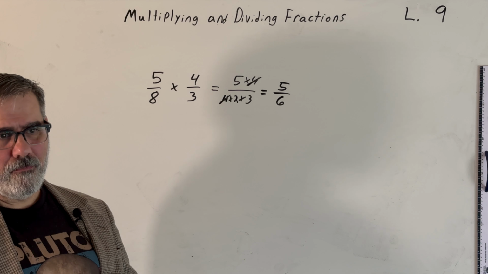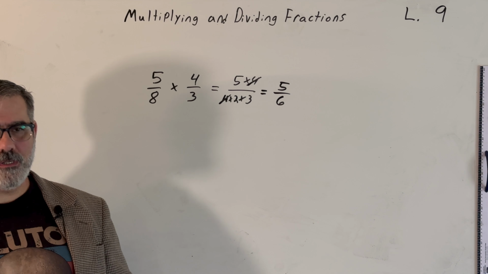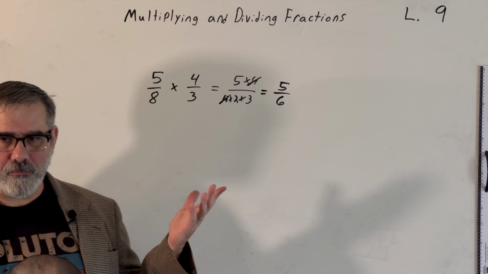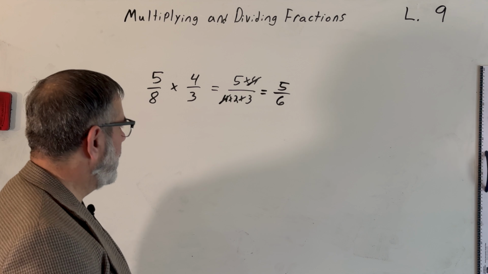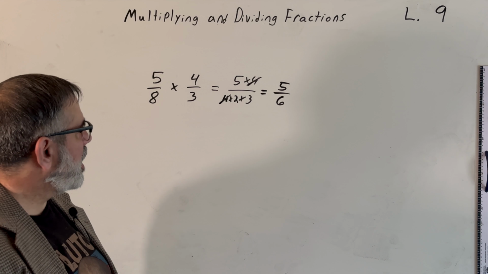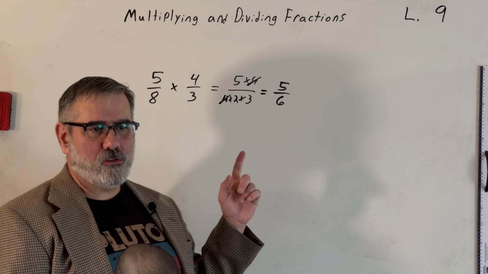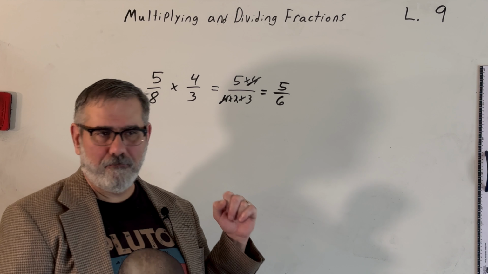Right? Yeah, looks reduced to me. It is reduced because the greatest common divisor of 5 and 6 is 1. 5 is a prime, right? And 6 is not a multiple of that prime. So the greatest common divisor is 1. Therefore, this fraction is reduced. But you'll want to check your answers every time and see if they're reduced, okay?